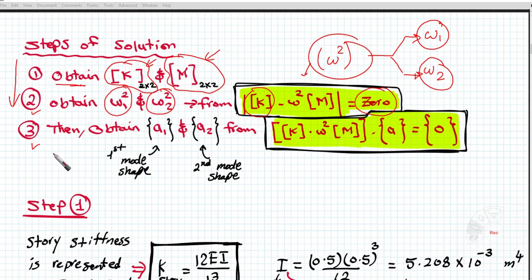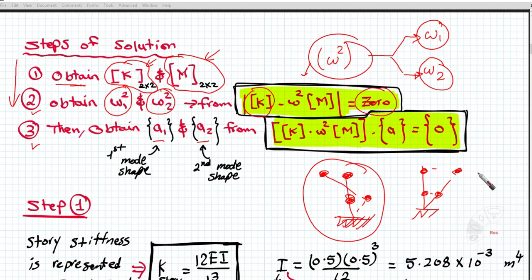After that, step number 3 is to obtain the mode shapes. The mode shapes mean the different shapes that our structure is going to have when it is under motion. So we assume, for example, that it is going to move in this way, or another way, or another shape in this way. This is what we call the mode shapes. They are the expected shapes that are going to be experienced by our system under free vibration.